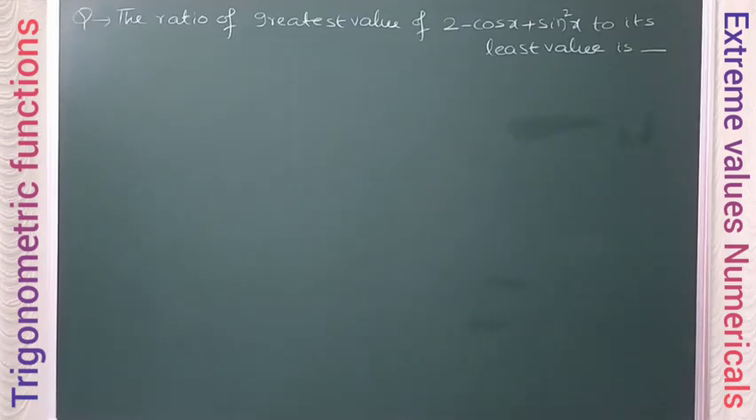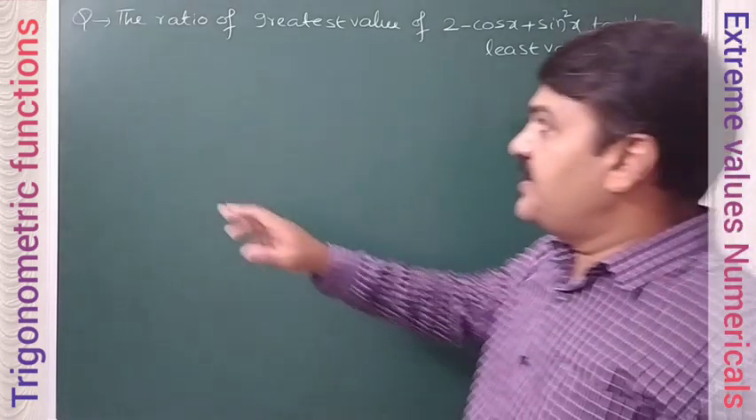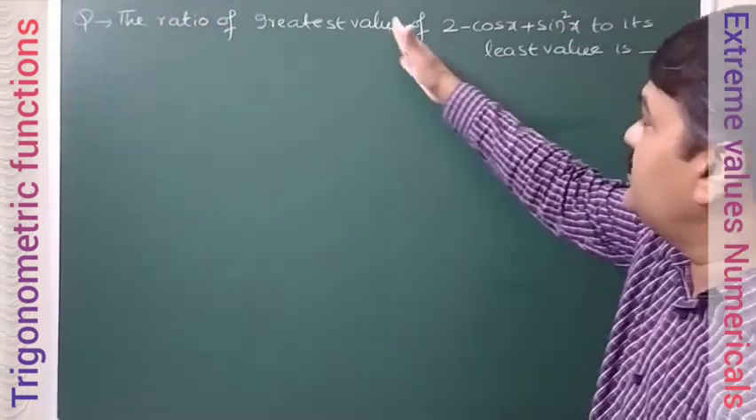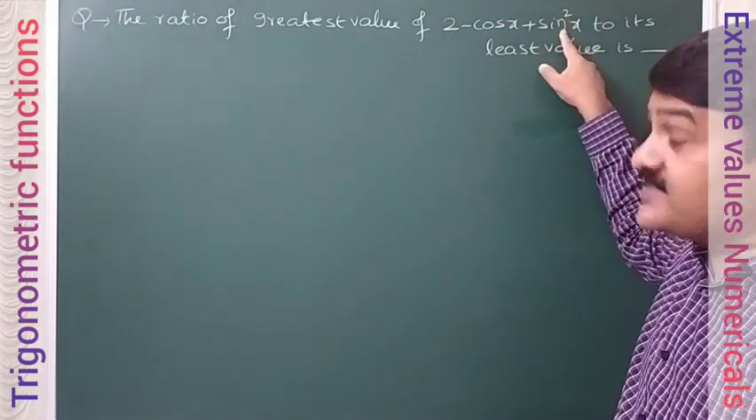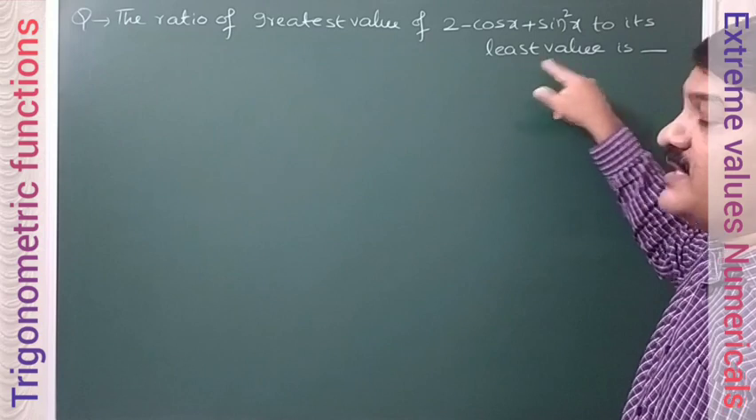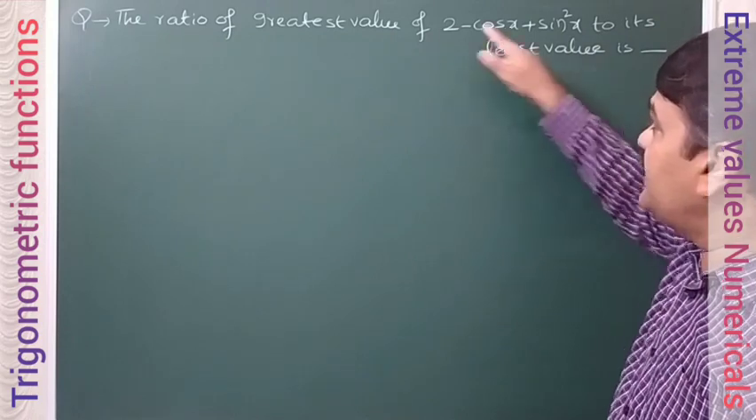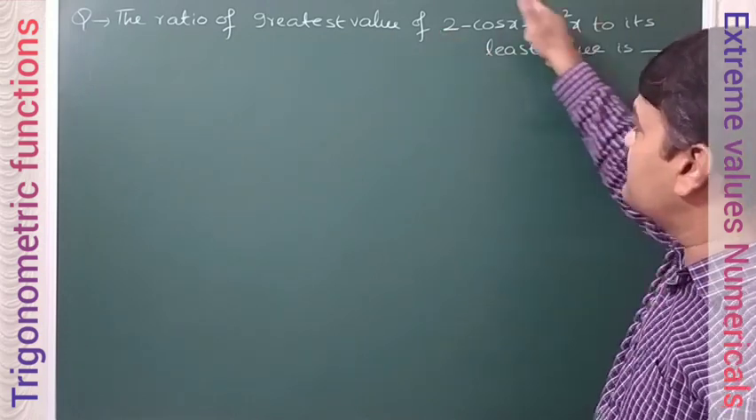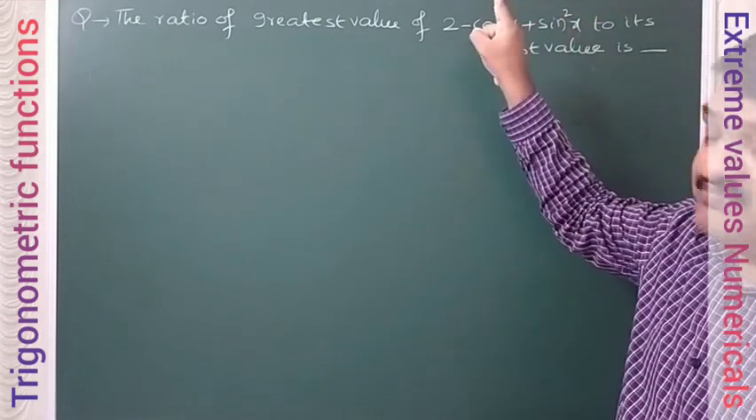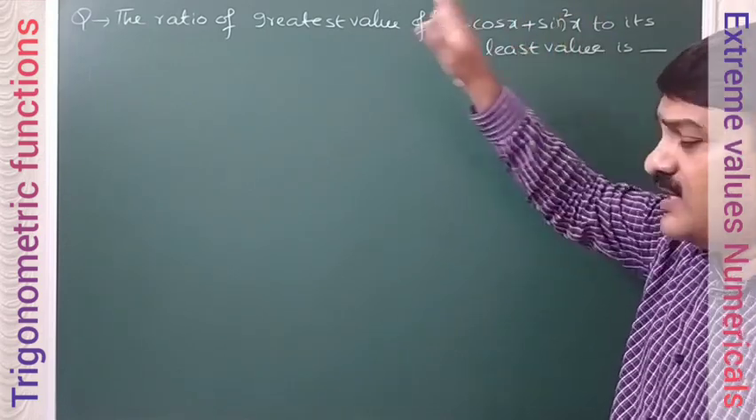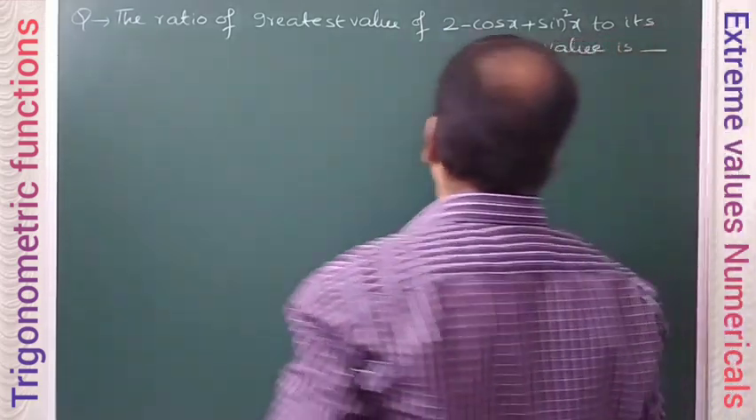Okay. So here we have the next problem on board. The ratio of the greatest value of 2 minus cos x plus sin square x to its least value. So basically the greatest and least values, meaning extreme values of this function, are required. Once we get the extreme values, we can take the ratio obviously.